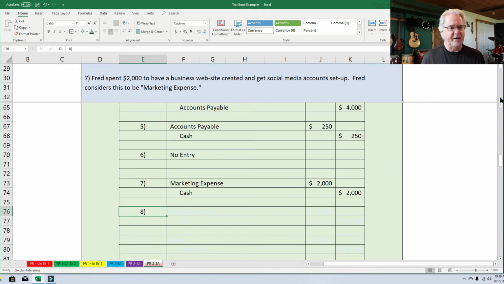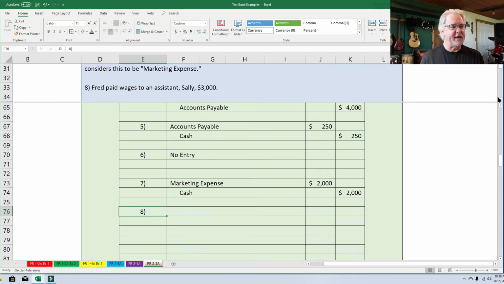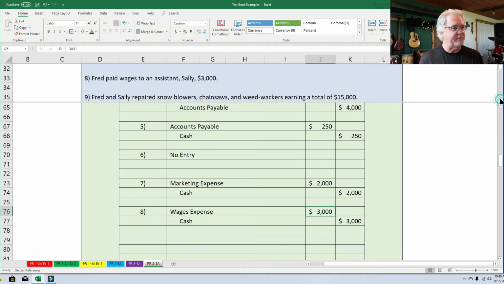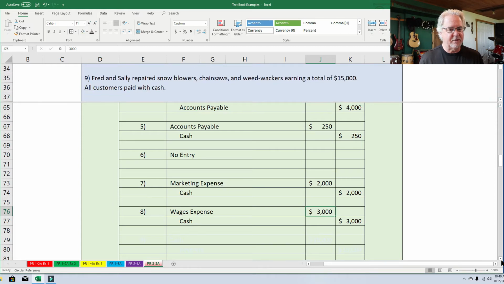On to transaction number 8. Fred paid wages to assistant Sally, $3,000. This ought to be so easy. Money's going out, so list cash second. And this is wages expense. Expenses are always listed first. There you go. I hope you remember this. I've said that now probably 10 times. I hope you guys are getting sick of it, because that's how you learn: repetition.